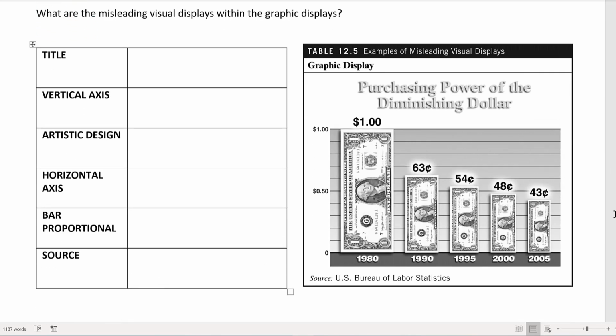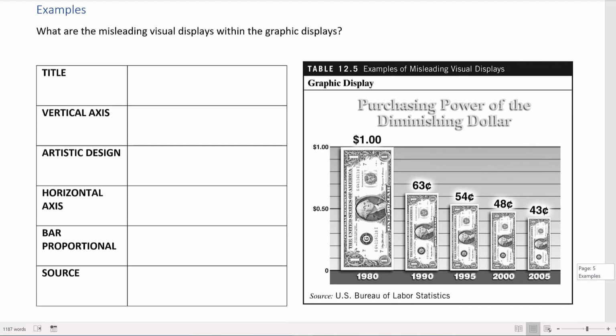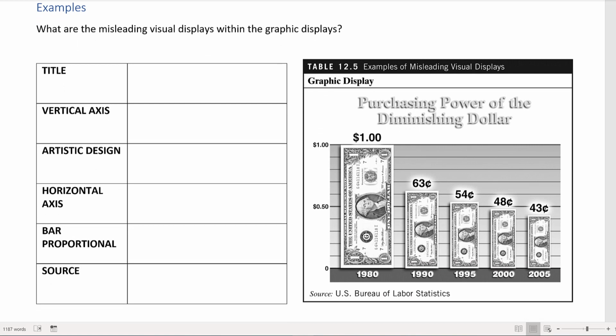So here are some examples of possibly misleading visual displays. Our first example: purchasing power of the diminishing dollar. Does it have a title? Sure, it does have a title. And is that actually talking about purchasing power diminishing? Yeah, that looks good to me. I think that's a pretty reasonable title. It is a little leading. We're saying it's diminishing, so it's already telling you in the title what's happening in the graph, where a better title should probably just tell you it's the purchasing power of a dollar. Still, I think the title looks pretty good.